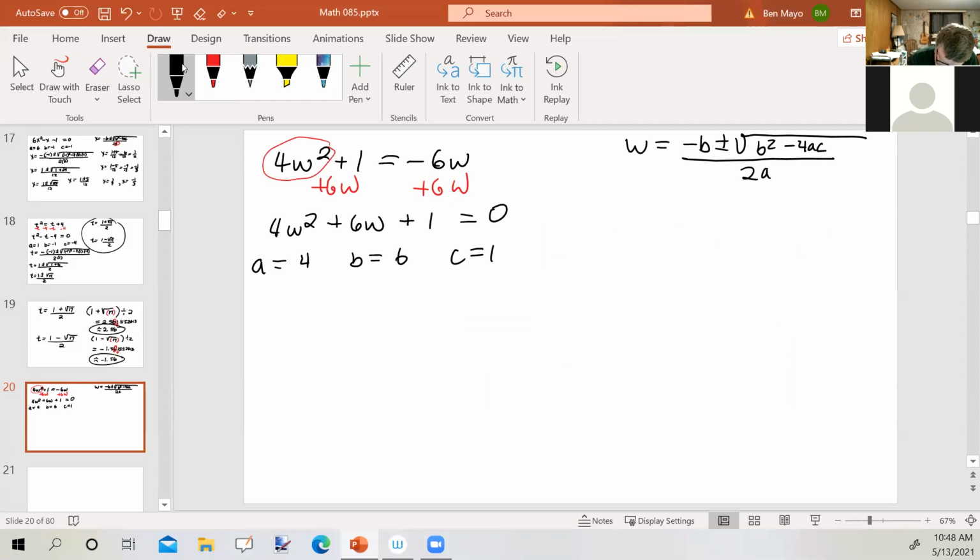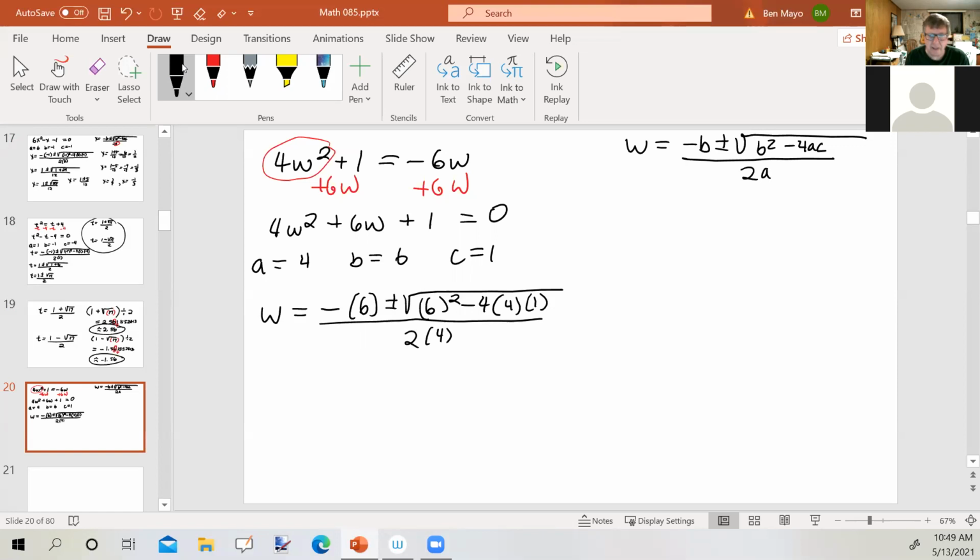So we've got W equals negative B plus or minus the square root of B squared minus 4AC all over 2A. Simplifying the arithmetic, W equals negative 6 plus or minus the square root of 36 minus 16 all over 8.